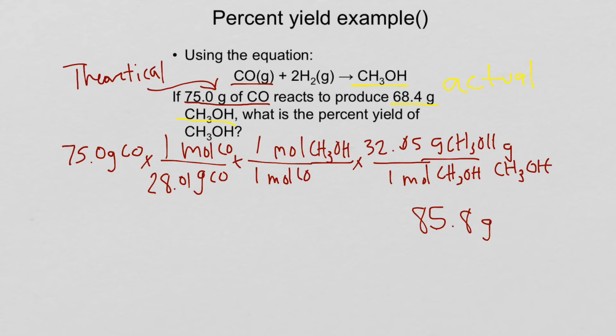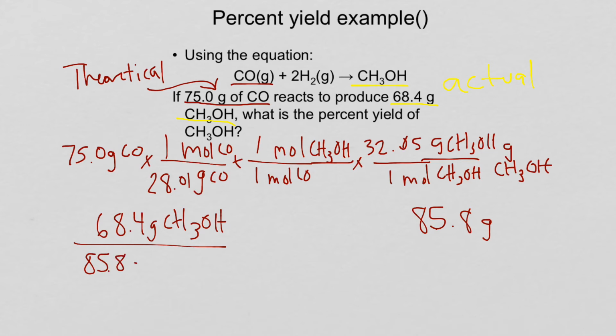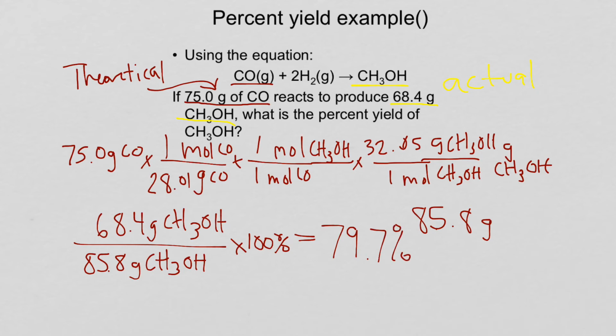So I had actually 68.4 grams of methanol over my theoretical times 100%, because of course we want this as a percentage. I see I have 3 sig figs for both, so that gives me 79.7%. That might be alright, considering we're dealing with some gases.